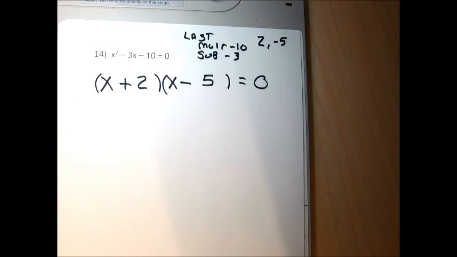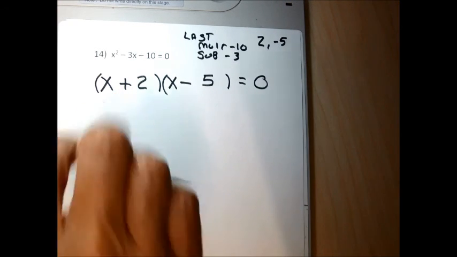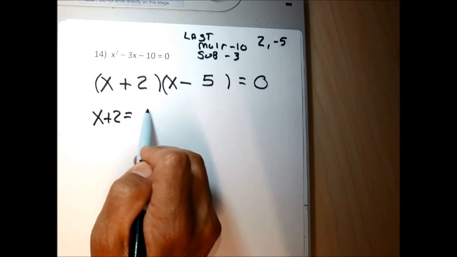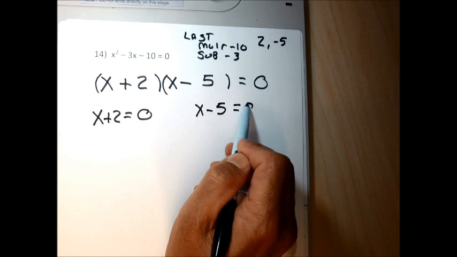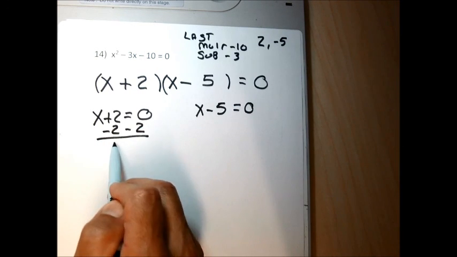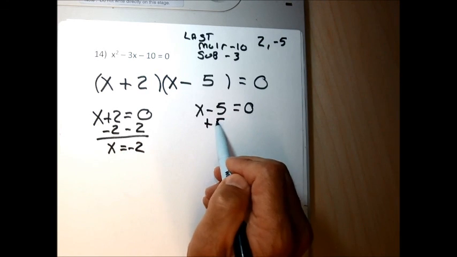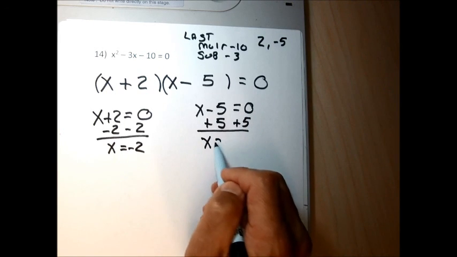I'm not done because there's an equal to 0, and anytime you have a problem that's factored and set equal to 0, you get numerical answers for x. I get those numerical answers by setting the contents of each parentheses equal to 0. For the x plus 2 parentheses, I minus 2 from both sides and get x equal to minus 2. For the x minus 5 parentheses, I add 5 to both sides and get x equal to 5.